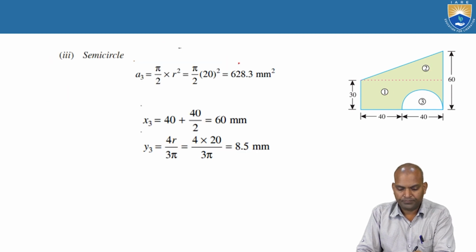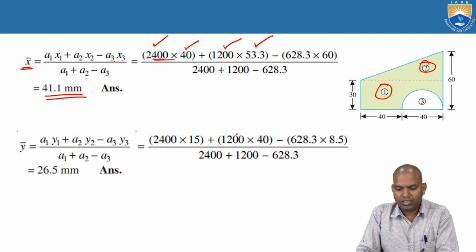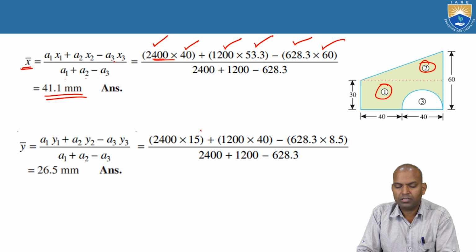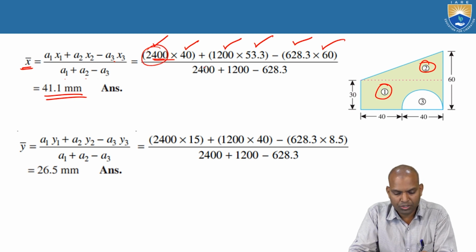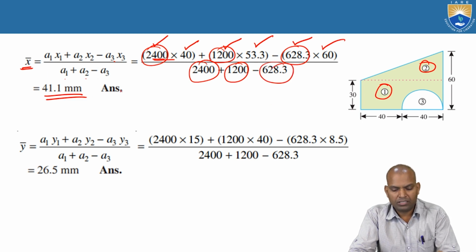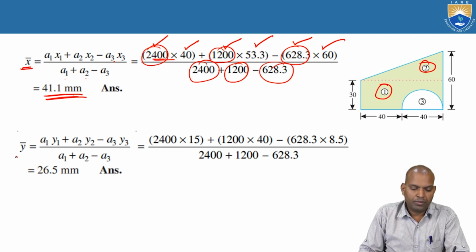Now A3 is 628.3 millimeters, and x3 is 60 millimeters. Now this is A1 plus A2 minus A3, divided by A1 plus A2 minus A3. Then we got it as how much? 41.1 millimeters. Now what about bar y?